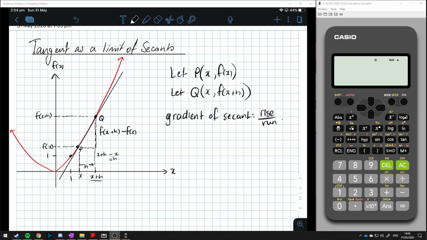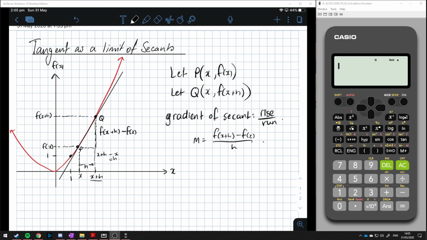So my rise over run, my gradient, is equal to f of x plus h minus f of x, all over h. And so this is not the tangent, mind you, this is a secant. It's the gradient between those two points.